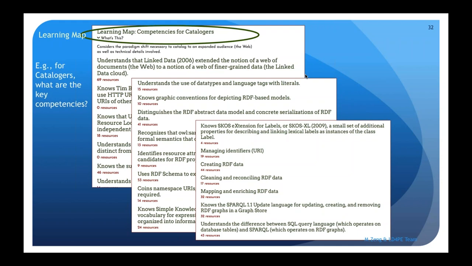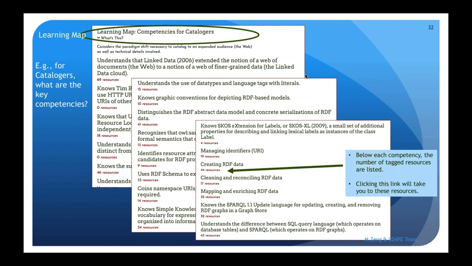Again, you can see the other learning maps already created for different roles, like a web designer or data scientist or generally a librarian, okay? Below each competency, again, it's tied with the resources that I showed you before. Each of them is cataloged and then aligned with the competency. You click that, and you will find the resources.